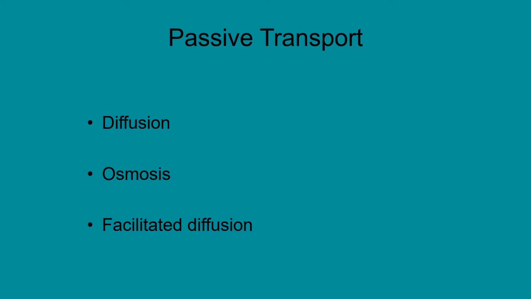Osmosis deals with the movement of water. So very simply, osmosis is essentially diffusion of water. And then facilitated diffusion, you're still moving from an area of high concentration to a low concentration. The only difference is here you're going to need some help to get across that membrane. You need the help of a protein.